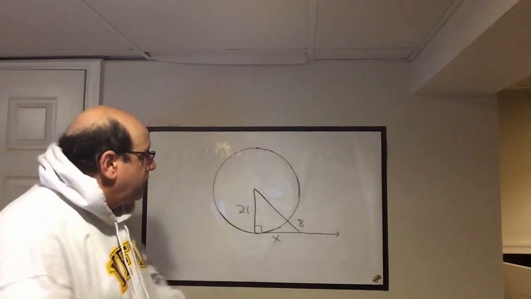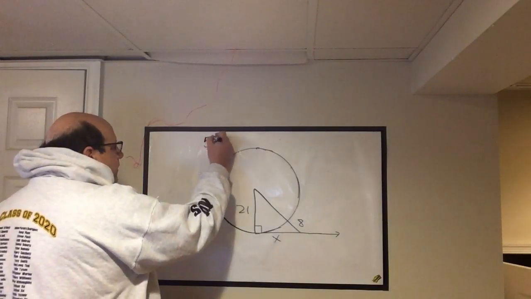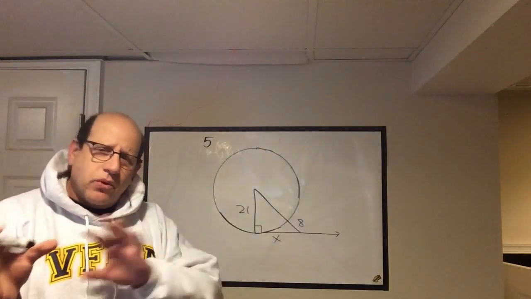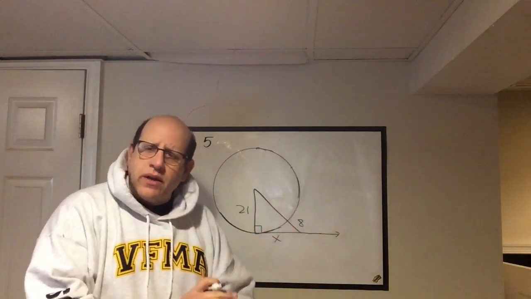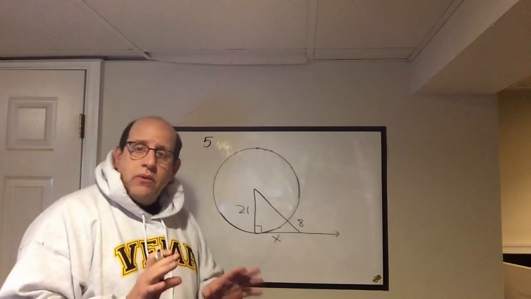So here we are again. This is number 5. Not a very difficult problem. We're going to use the Pythagorean theorem again, only we're looking for one of the legs instead of the hypotenuse itself. Although it looks like we need more information.